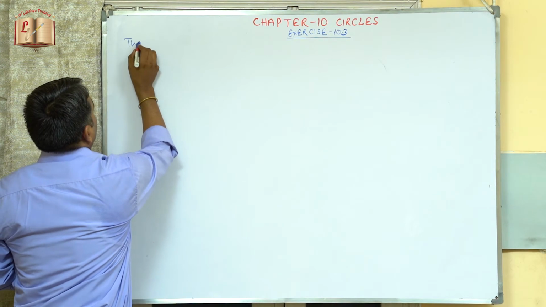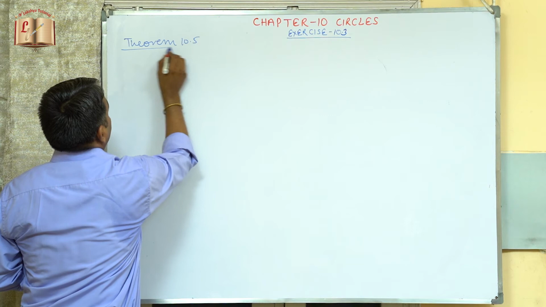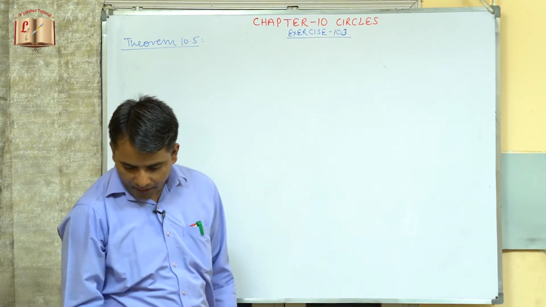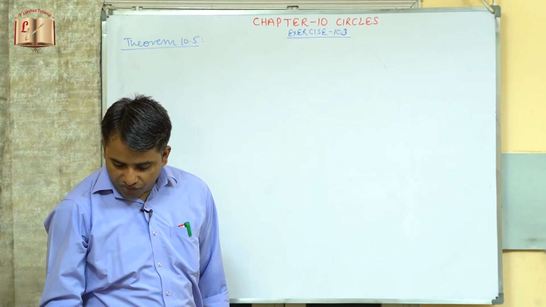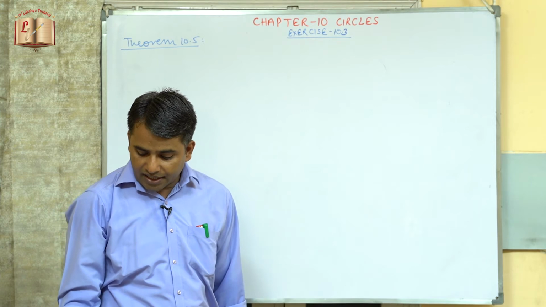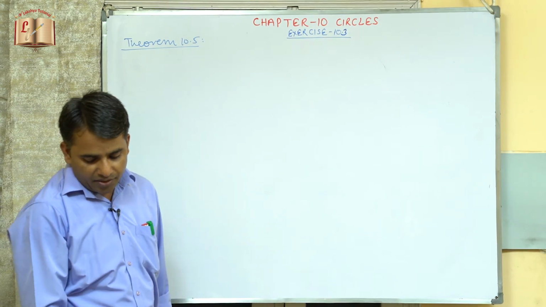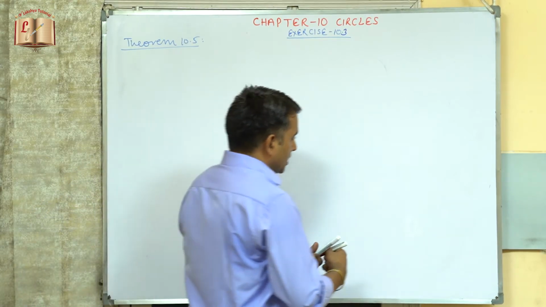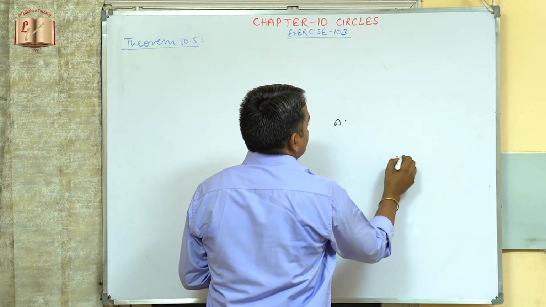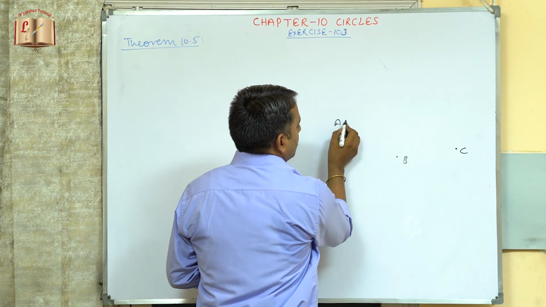Now coming to theorem 10.5. Theorem 10.5 states that there is one and only one circle passing through three non-collinear points. So we are given three non-collinear points. Suppose this is point A and this is point B and here it is point C. So these are three non-collinear points.